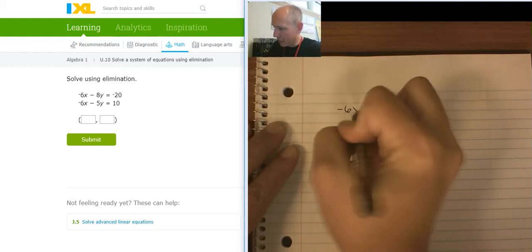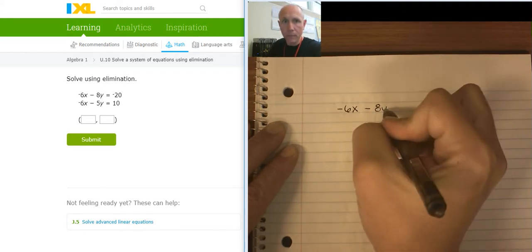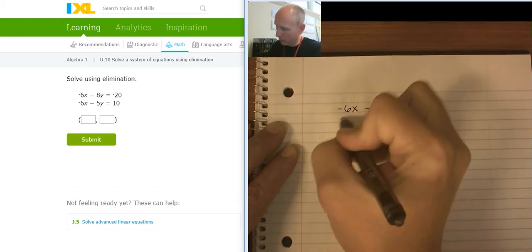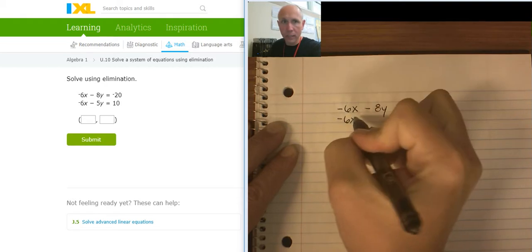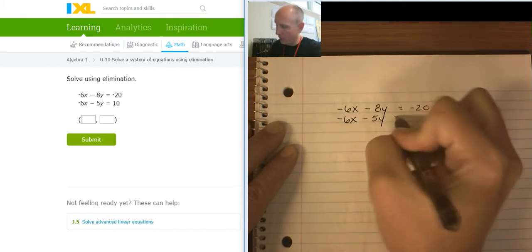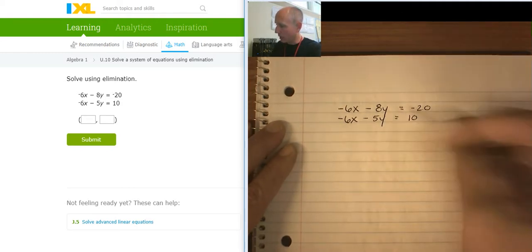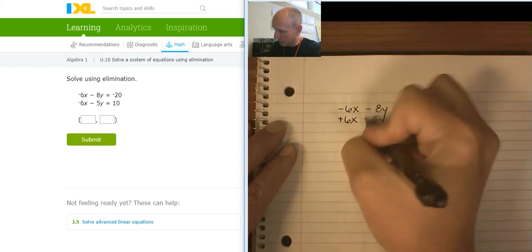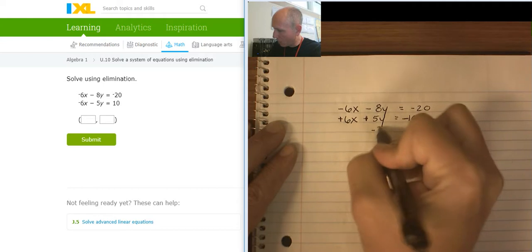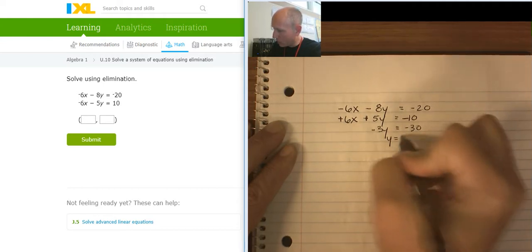Negative 6x minus 8y equals negative 20. Negative 6x minus 5y equals 10. The x's want to cancel. I'm going to change all the signs on the bottom. Now they will cancel. Negative 3y equals negative 30, y equals 10.